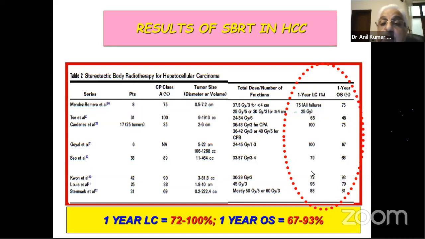Most of these patients either die of multiple recurrences or liver failure. So our job is one, to get good local control, and then save as much normal liver as possible in order that we get a good survival. But they die of, say, chronic liver failure because of underlying cirrhosis and other problems.